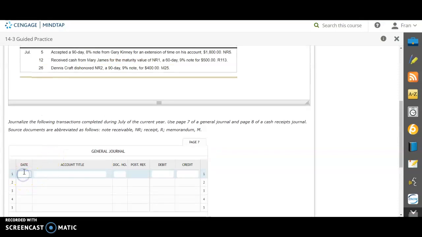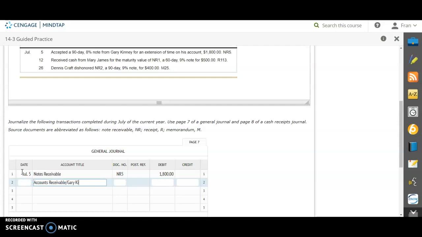All right, the date is July 5th. And this is going to become a notes receivable. And the document is notes receivable 5. Okay, $1,800. And then it's accounts receivable.